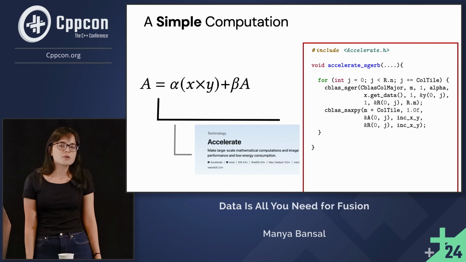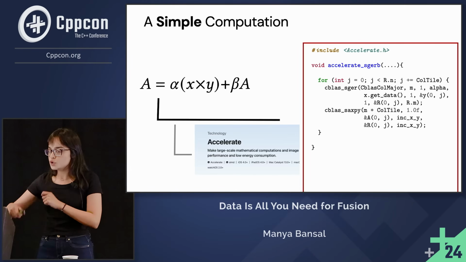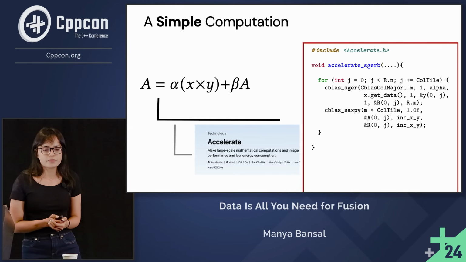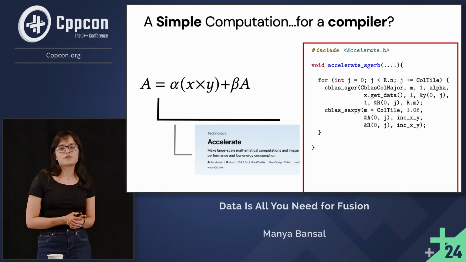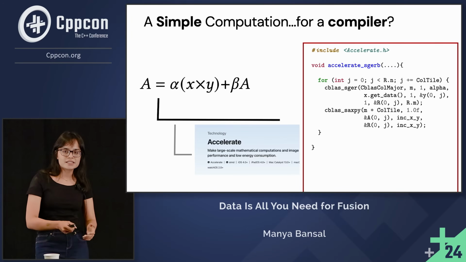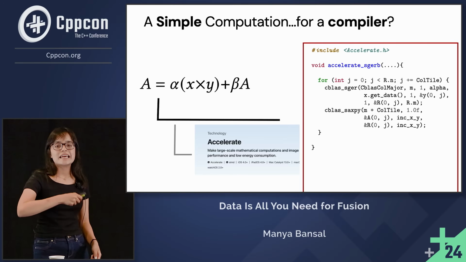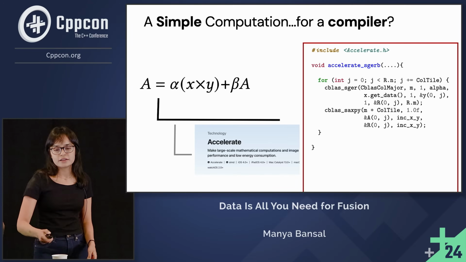I also told you it's not possible for compilers to do this high-performance code for you, but I want to ask a different question now. Was this a simple computation for a compiler? Could we have expected a compiler to come in and rewrite our code so that it can take advantage of this locality?